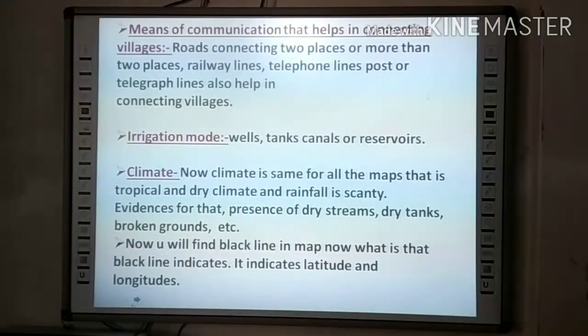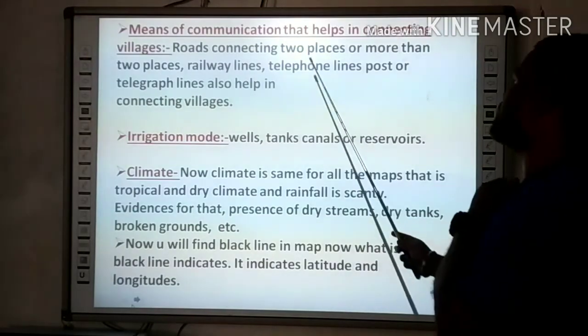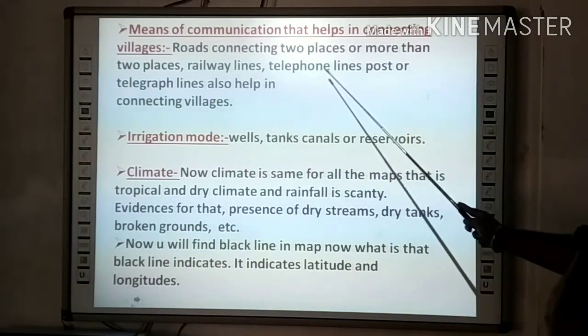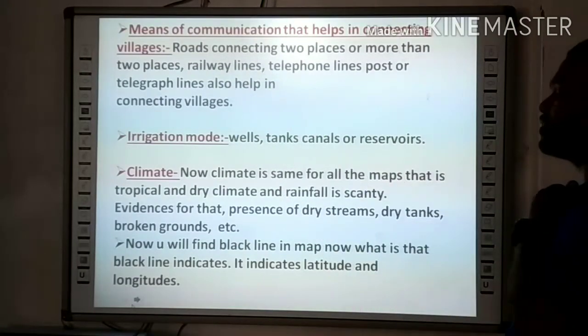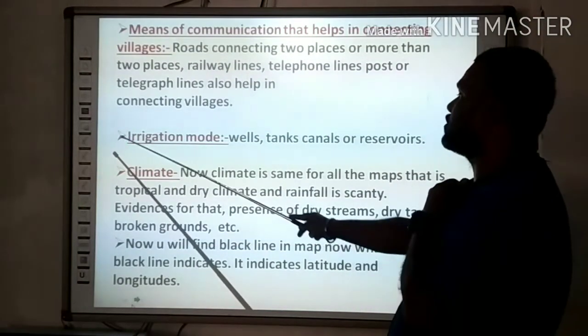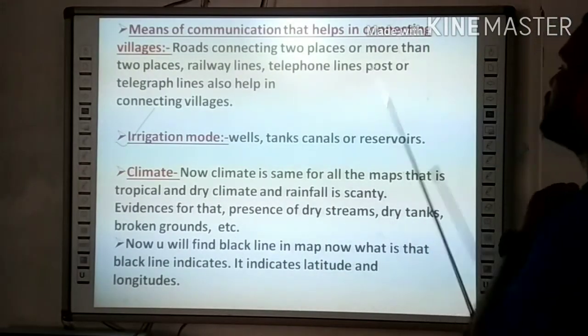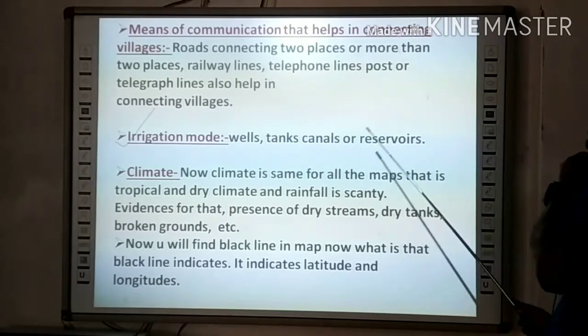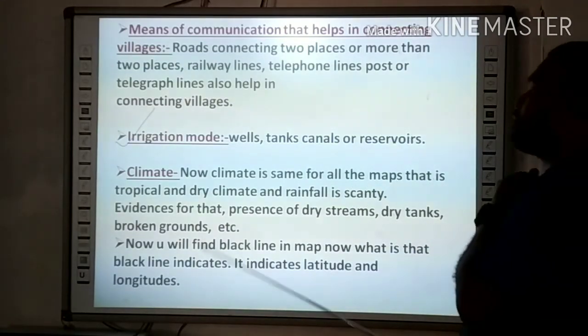Now, means of communication that help in connecting villages. You have been asked a question, say, what are the means of communication that are connecting these villages? It might be roads connecting two places or more than two places, railway lines, telephone lines. Now, irrigation modes. What are the irrigation modes you can find in your map? Well, tank, canal, or reservoirs.